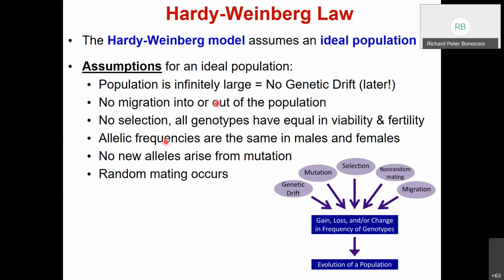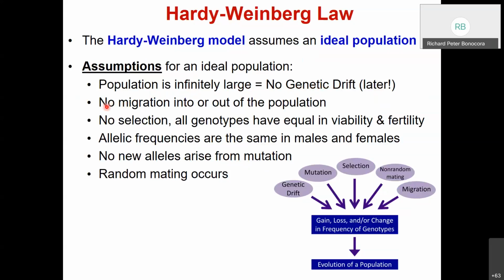Okay, so the first assumption is that the population is infinitely large. Now we know that not to be true, but very large populations do exist. And this is something we'll talk about later, genetic drift, and having a very large population reduces the effect of this phenomenon of genetic drift.